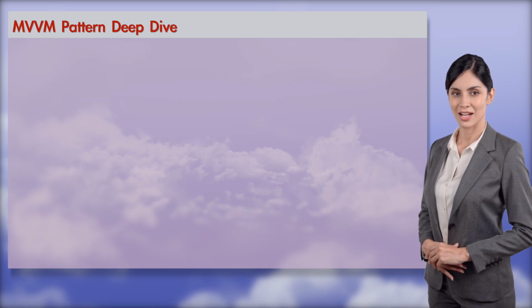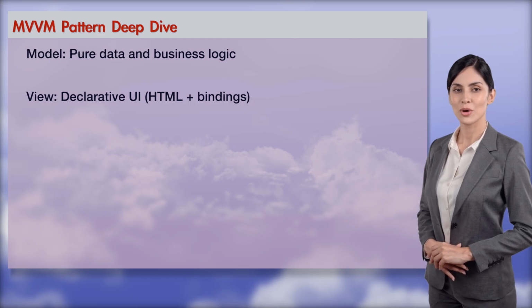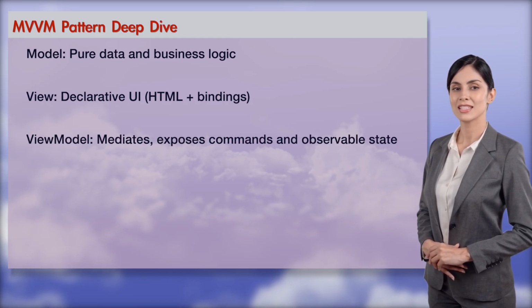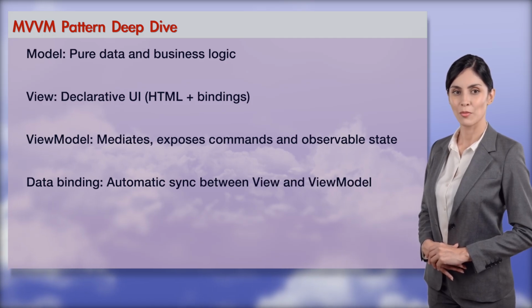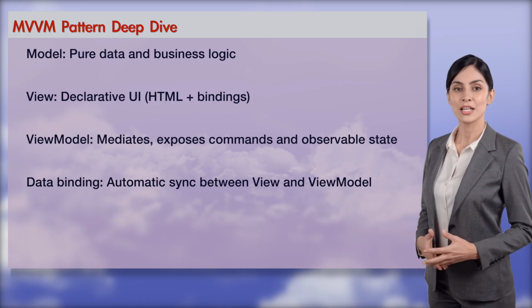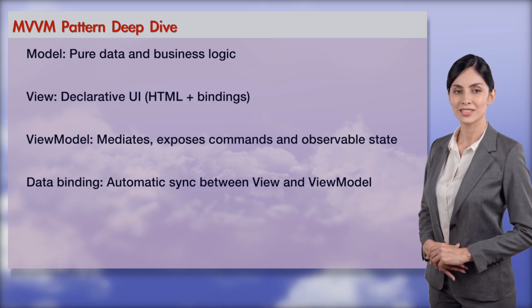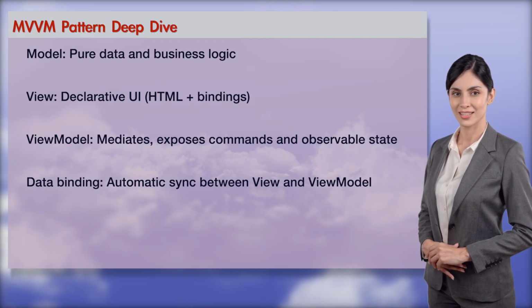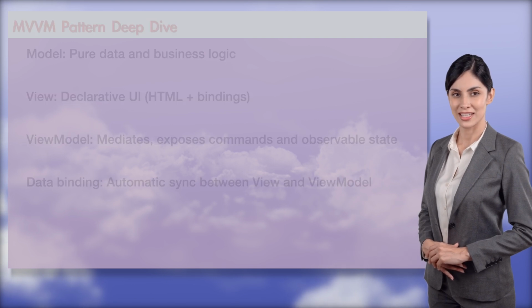MVVM pattern deep dive. The model remains pure data and domain logic. The view is declarative UI. The view model acts as a mediator. It exposes observable state and commands to the view and handles user actions without knowing about DOM or rendering details. Data binding automatically synchronizes changes. When view model state updates, the view reflects it, and user input updates the view model. This reduces glue code dramatically compared to classic MVC.